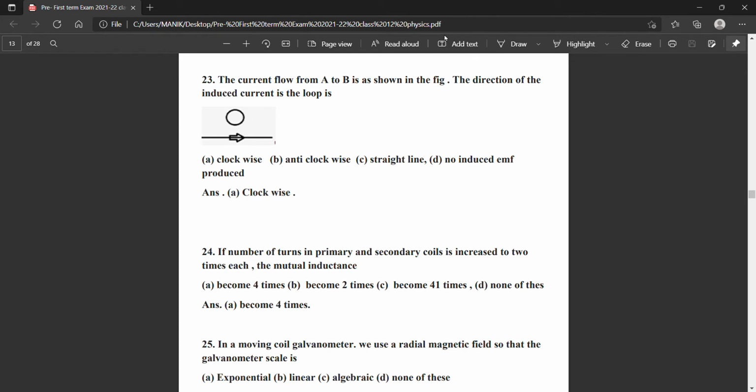If you follow the Maxwell corkscrew rule or Fleming's right hand rule, if you put the thumb in the direction of the current in the conductor, then the magnetic field produced due to this will be, if I turn the other fingers, so by this way you can easily understand the current flowing in the loop will be in the clockwise direction.